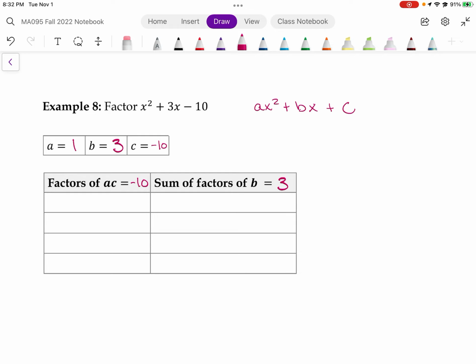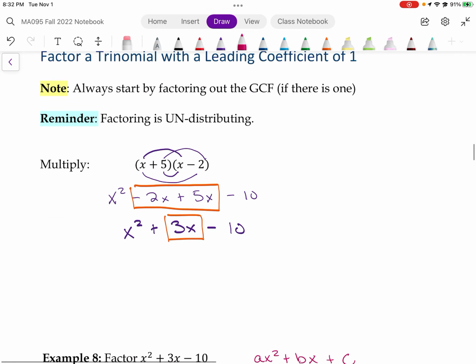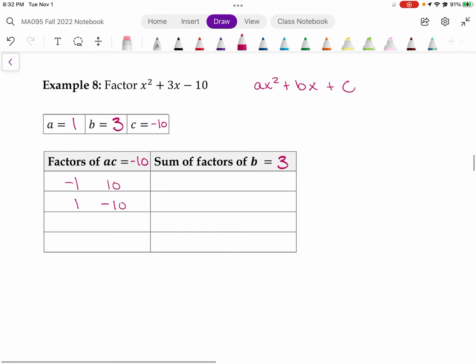All right, so let's look at this. The factors of negative 10 are going to be negative 1 and 10, or 1 and negative 10. So what is the sum of those two? Because that's what's going to form the middle term. The sum is going to form the middle term. Okay, so we get negative 1 plus 10 is 9. 1 plus negative 10 is negative 9. Those are not 3. We're trying to get 3. Okay, that's the middle term right here. We're trying to make that equal 3.